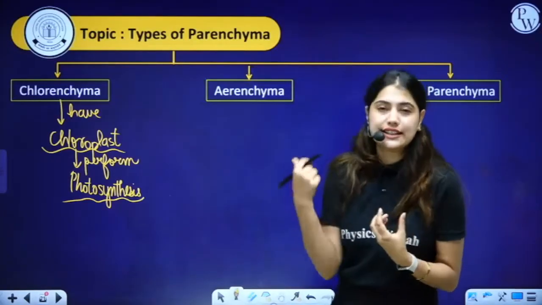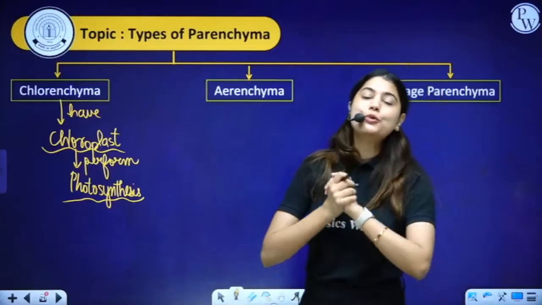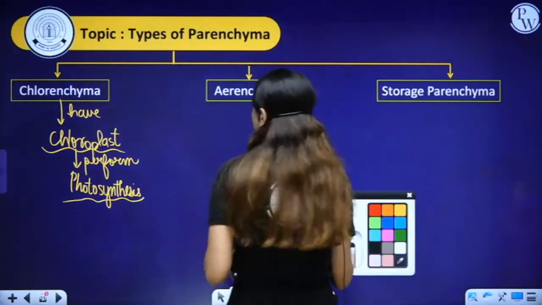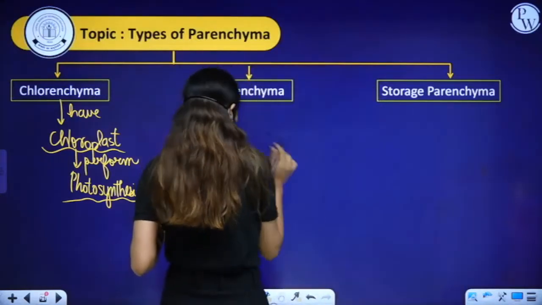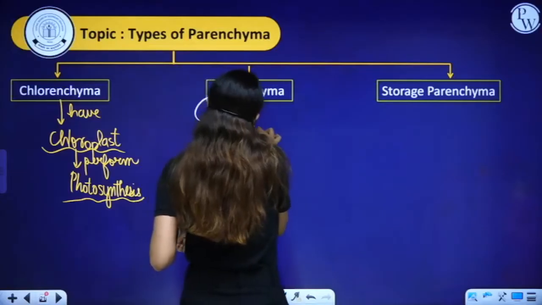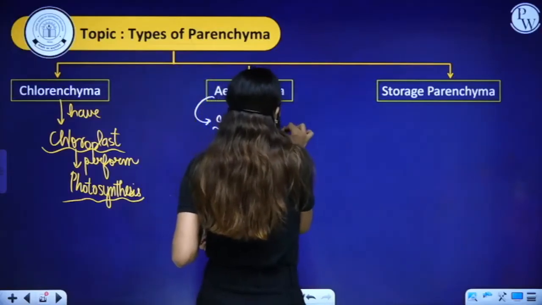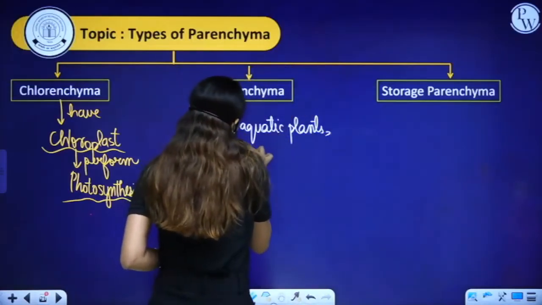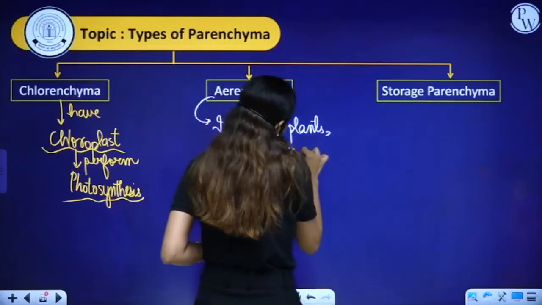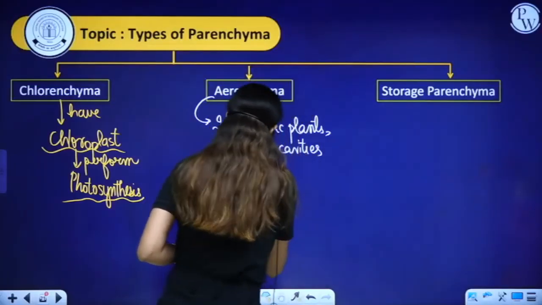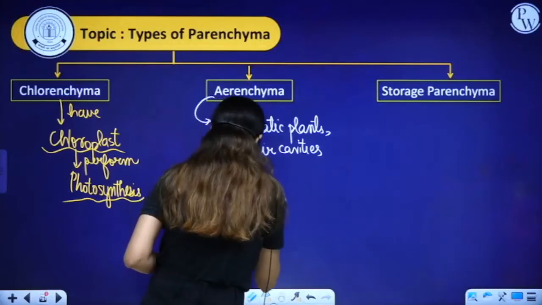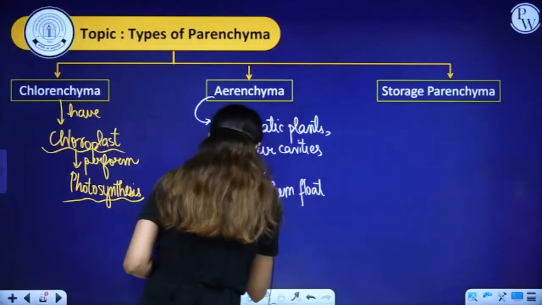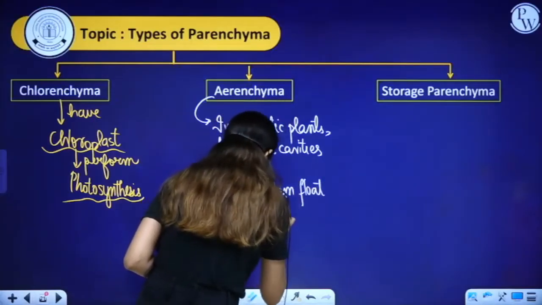So it will be present in the aquatic plants to help them to float, right? So we can mention here that aerenchyma is present in the aquatic plants, that is the plants which are present in the water, and they have air cavities to help them float, right? Or basically we can say it is providing buoyancy to the plant.